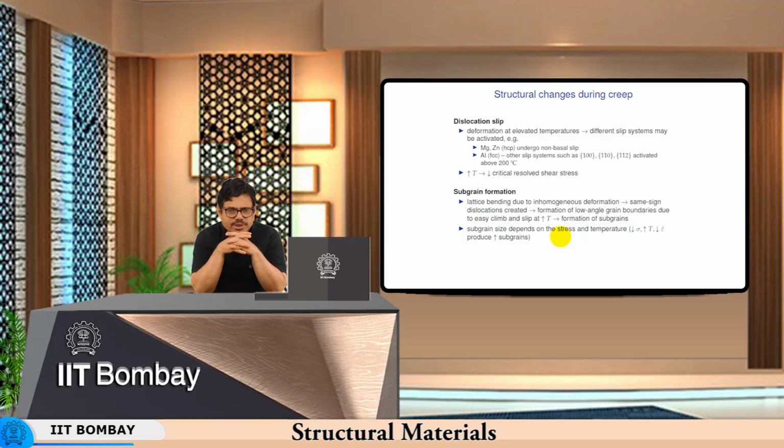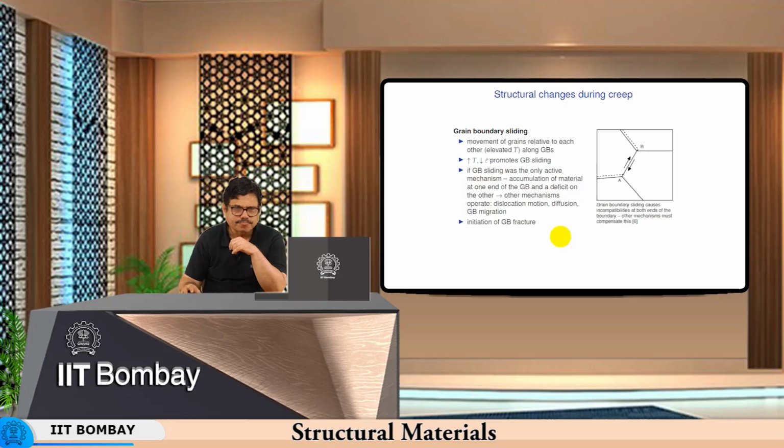So, low stress, high temperature, low strain rate produces large subgrains. That is what we have just said. Another mechanism is grain boundary sliding. So, there is a shear relative to the grain boundaries. You see here that one grain, there is a shear across the grain boundary, and due to that let us say this grain slides to a new position as shown by the dotted lines.